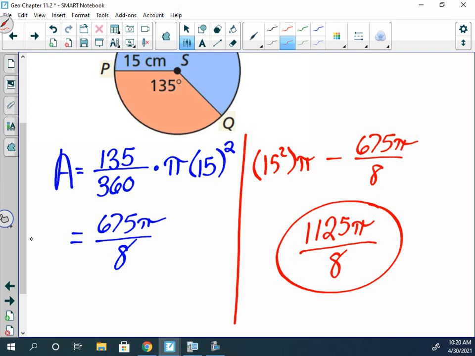Now, if we did it the other way, we could have done 360 minus 135. We could have plugged in this formula again, but instead of 135, we would have plugged in 225. Because 360 minus 135 is 225. Any questions on any of this here?